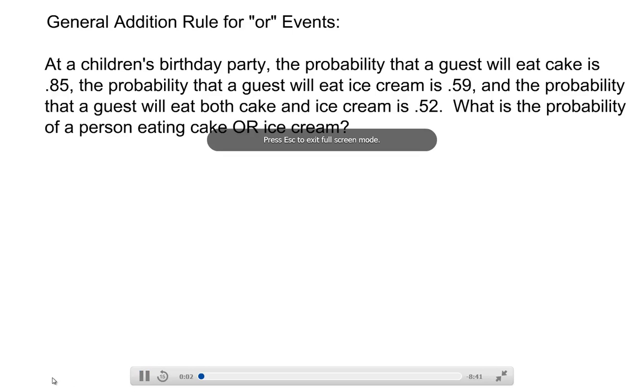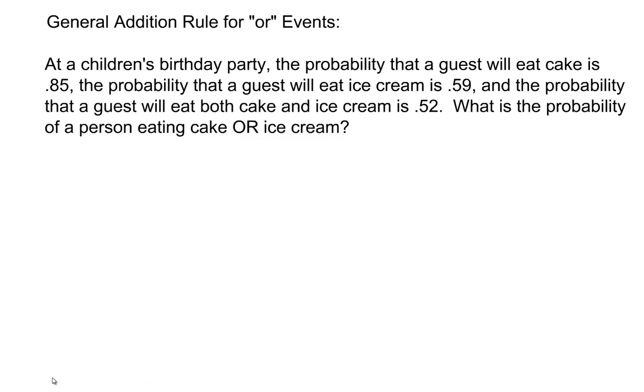In this video, we're going to look at a few more problems related to basic probability. First, we'll look at an example where we employ the general addition rule. Then we'll look at an example using the general multiplication rule. And finally, we'll look at an example that uses the conditional probability rule. For our first example, we're going to apply the general addition rule for OR events.